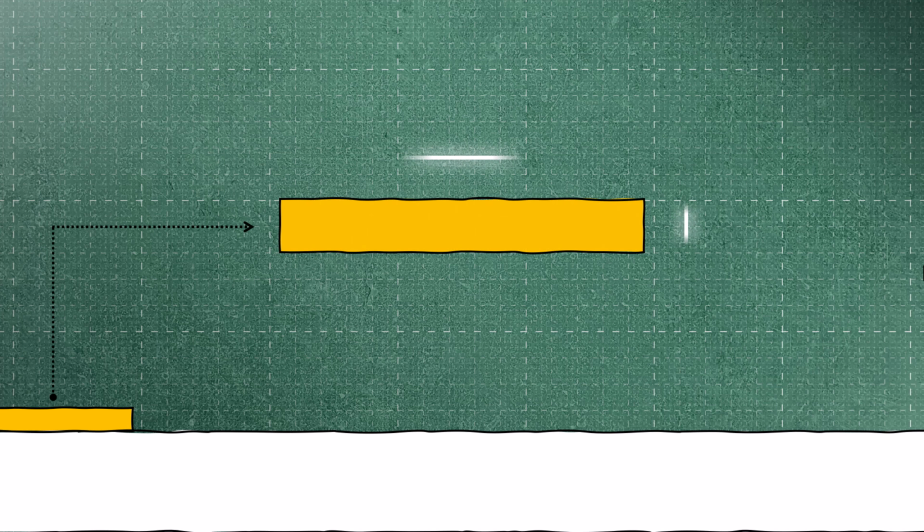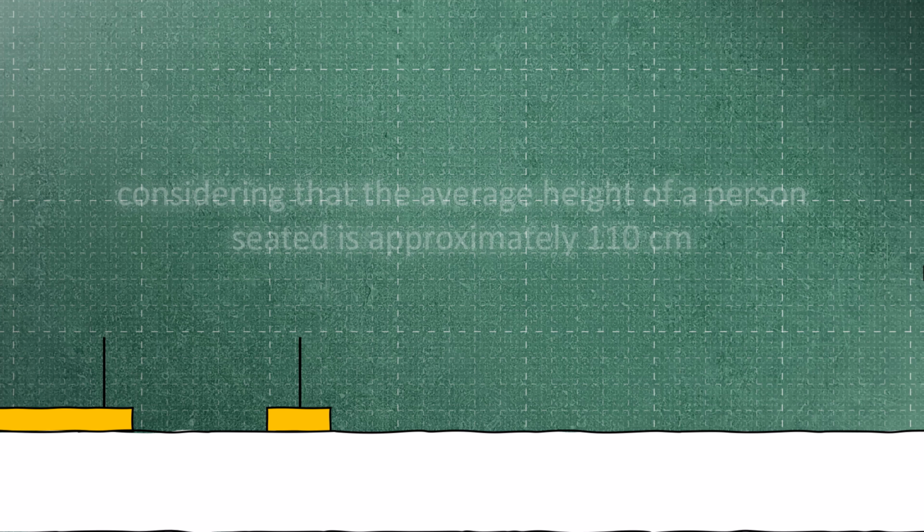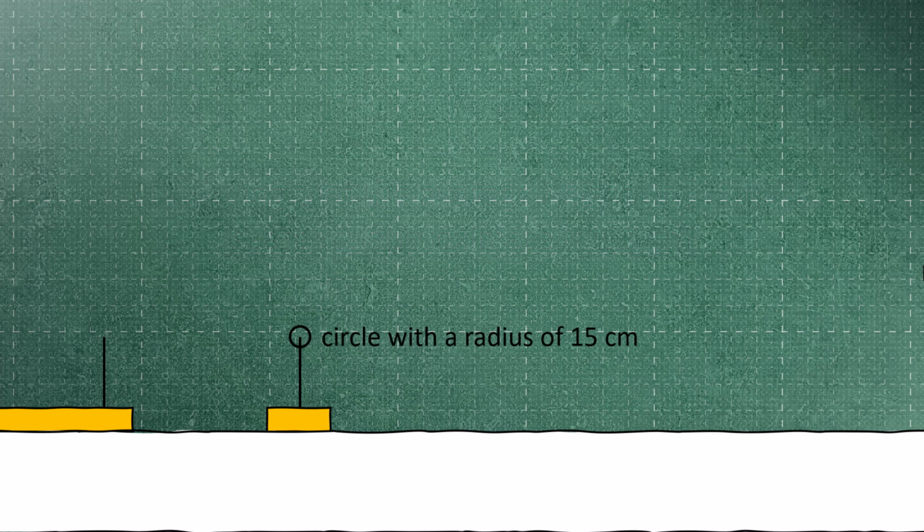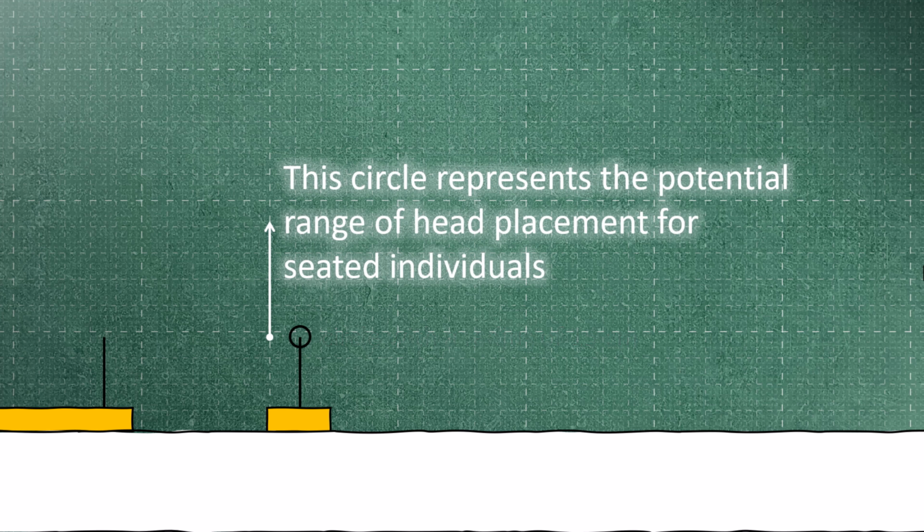When designing university classrooms, we should first create a platform that is at least 30 centimeters high and 2 meters deep. The first row of seats should be positioned at a distance of at least 2 meters from this platform. We begin by establishing a hypothetical height of 110 centimeters for both the teaching platform and the seating area, considering that the average height of a person seated is approximately 110 centimeters. Next, we draw a circle with a radius of 15 centimeters on the teaching platform. This circle represents the potential range of head placement for seated individuals.